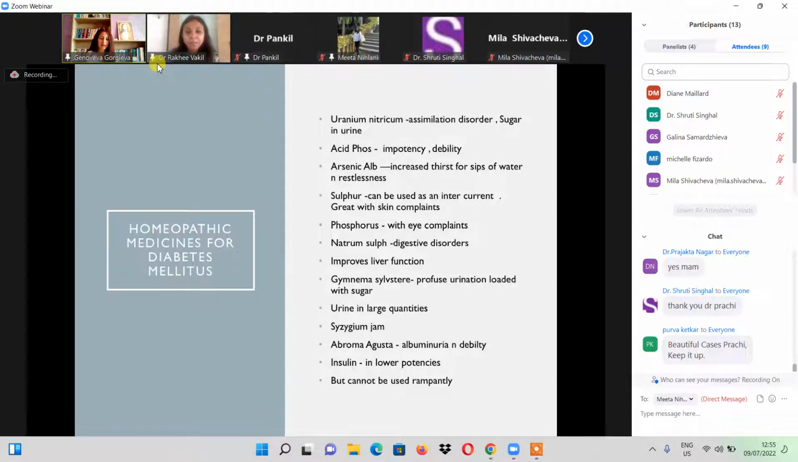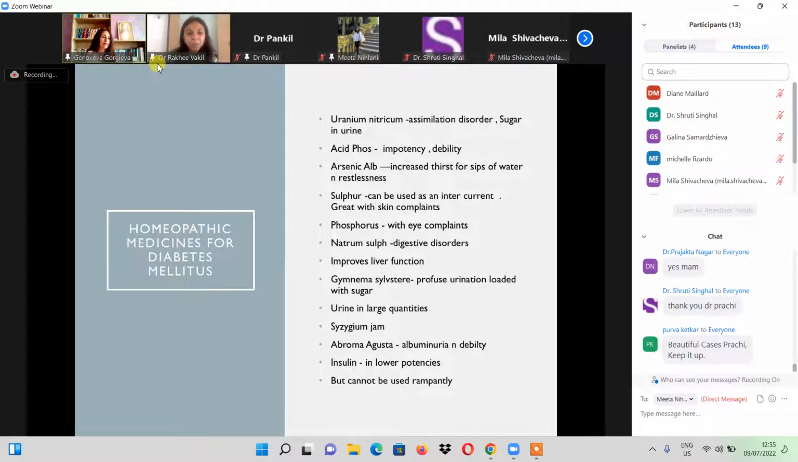Gymnema sylvestre. It is also a very good remedy used in mother tinctures, most probably for profuse urination loaded with sugar. Urine is passed in large quantities. So there are patients who have prostate problems and diabetes. This gymnema is one drug which really works very well.